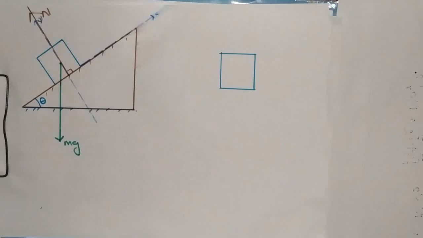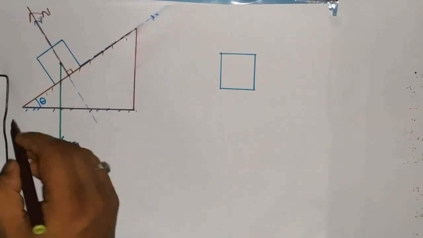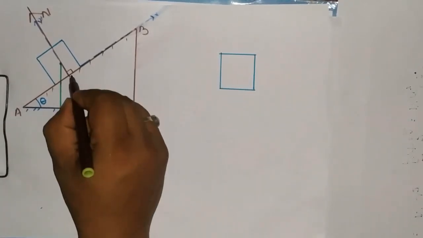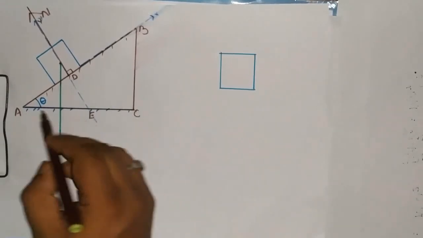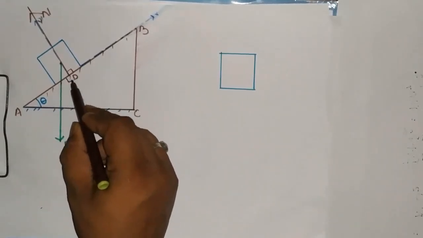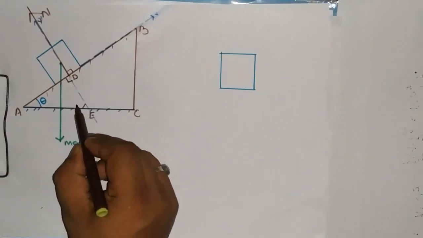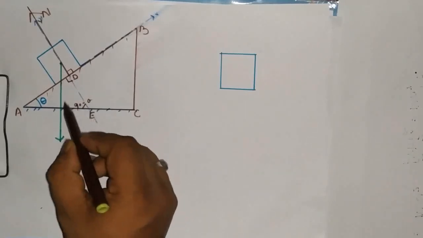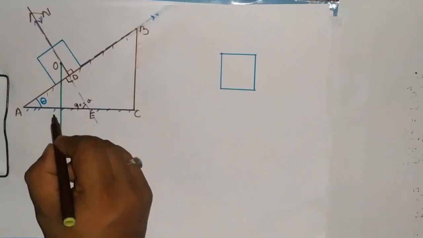Let us look at this figure. From this triangle, let us name it A, B, C, let this be D. Let this be E. ADE, this is 90. This is theta. So obviously it is 90 minus theta. Now look at this triangle. Let it be the OEF triangle.